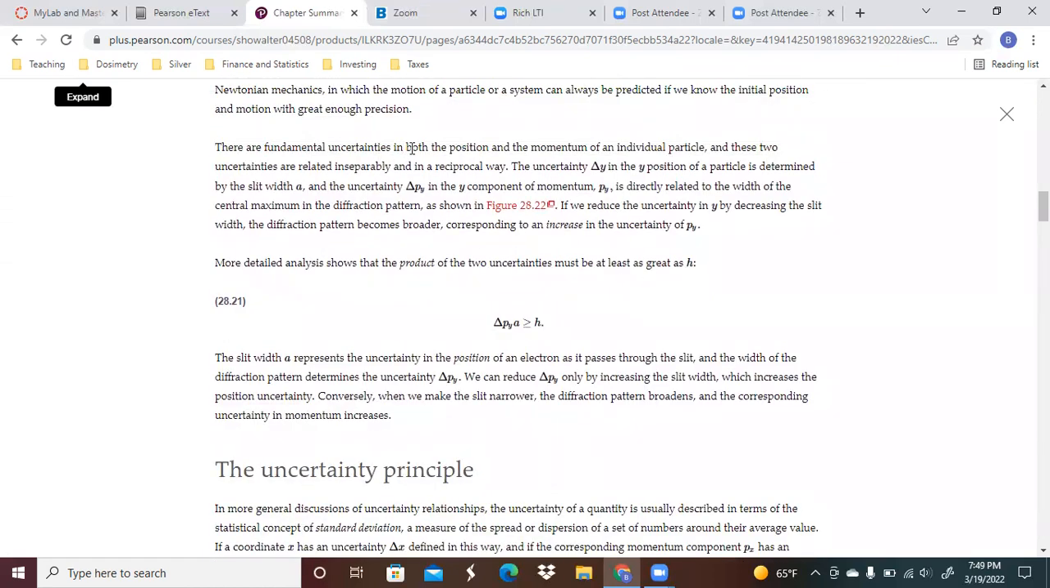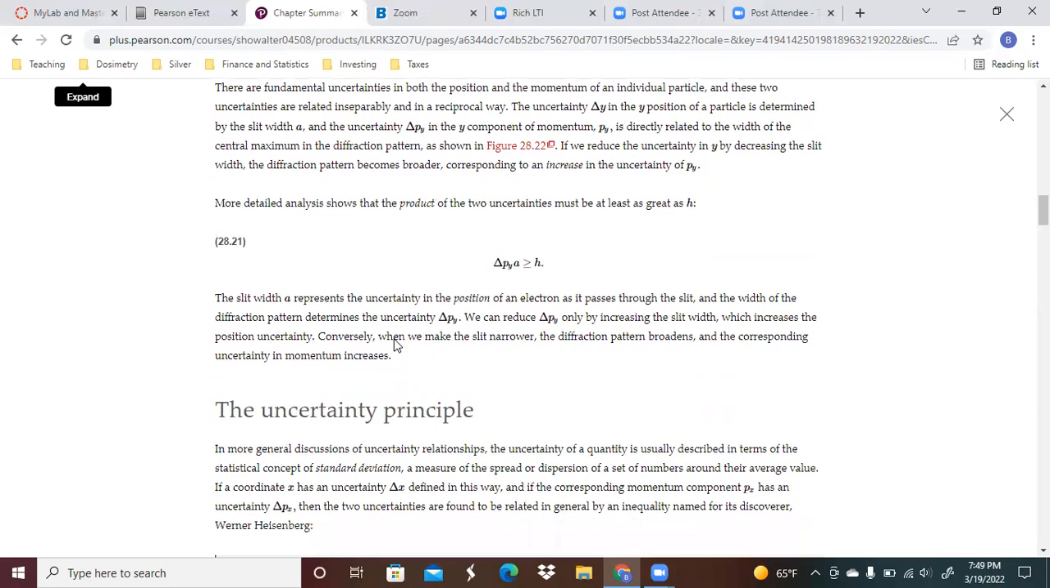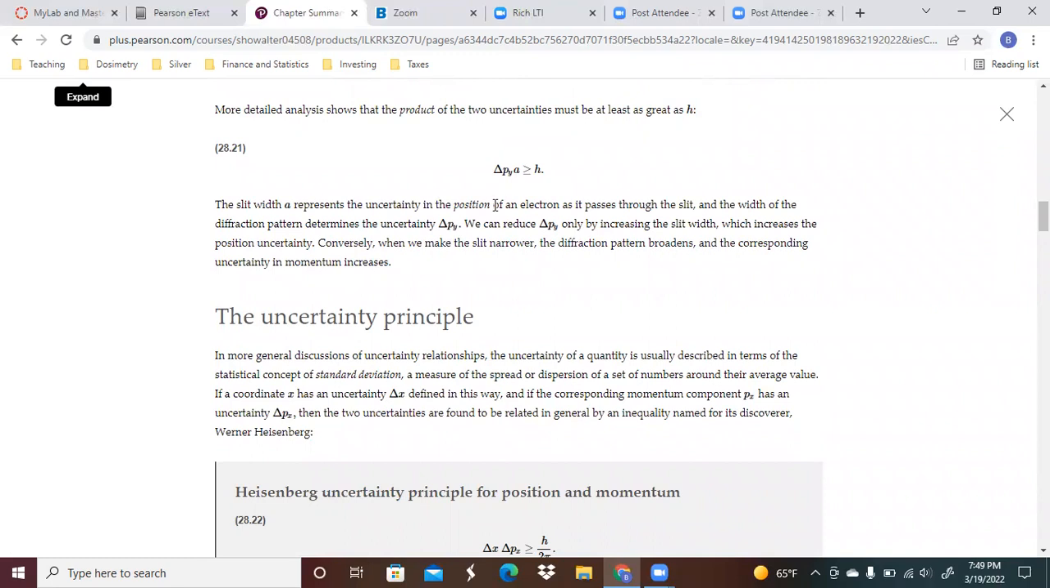So we have fundamental uncertainties in both position and momentum, and these two uncertainties are related inseparably and in a reciprocal way. Basically, the more you know about one, the less you're going to know about the other. The uncertainty in the y position is determined by the slit width a, and the uncertainty in the y component of momentum is directly related to the width of the central maximum in the diffraction pattern. If we reduce the uncertainty in y by decreasing the slit width, the diffraction pattern becomes broader. In other words, you end up with a relationship like this.